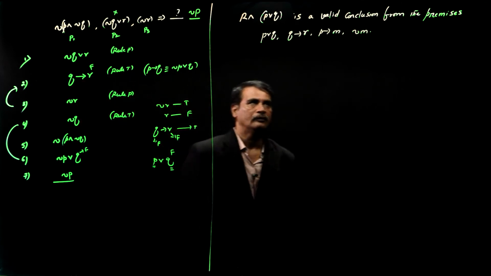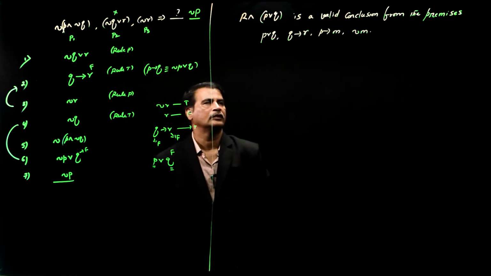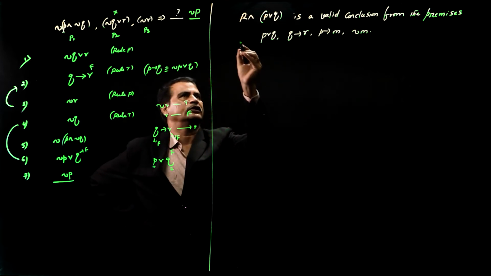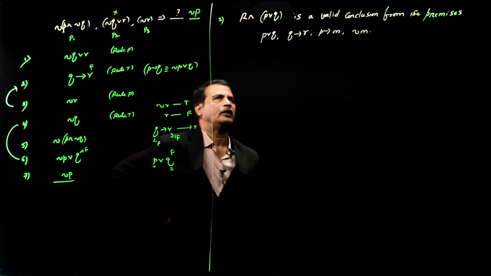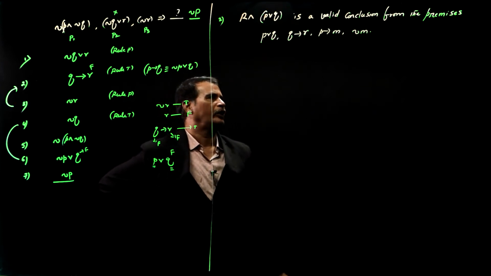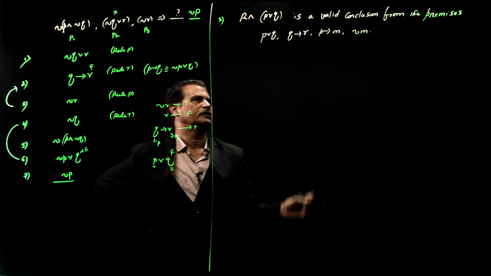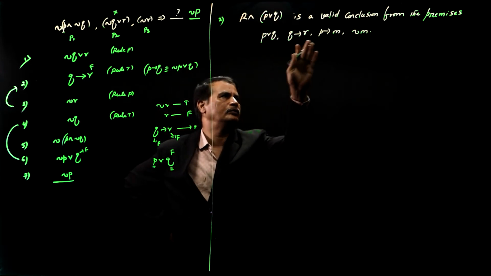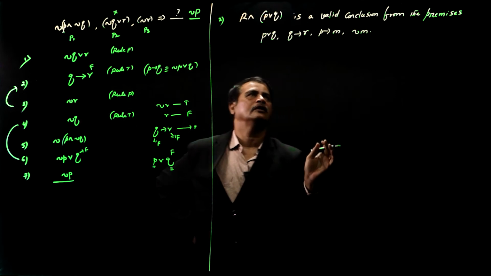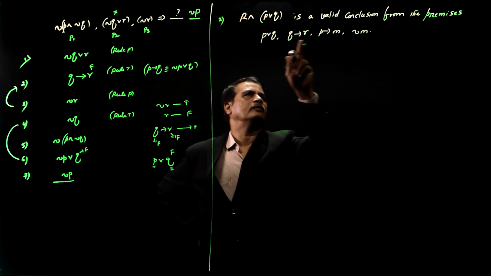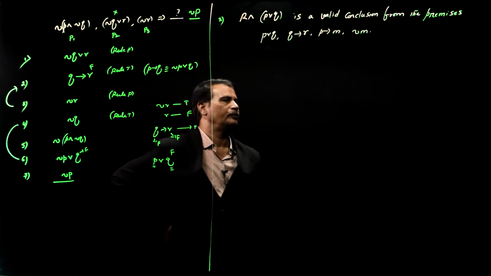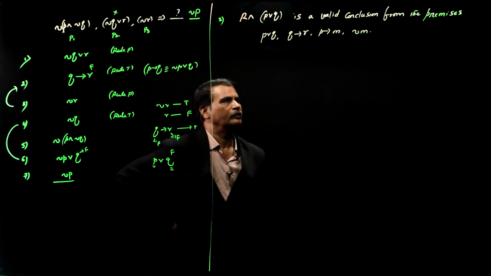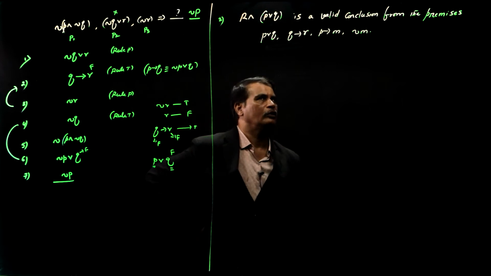Okay. Now we will come to the next question. R and P or Q is a valid conclusion from the premises. They are giving some premises, 1, 2, 3, 4 premises are given. From this, can you get this conclusion or not? That is the question. Is it a valid conclusion or not?